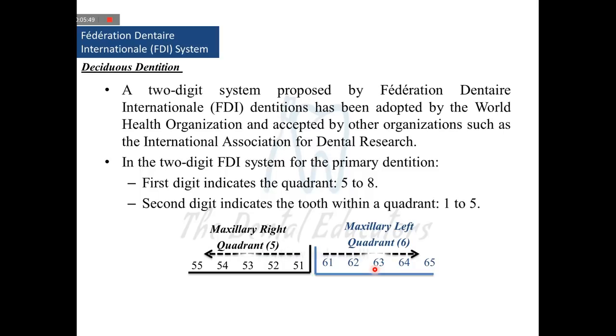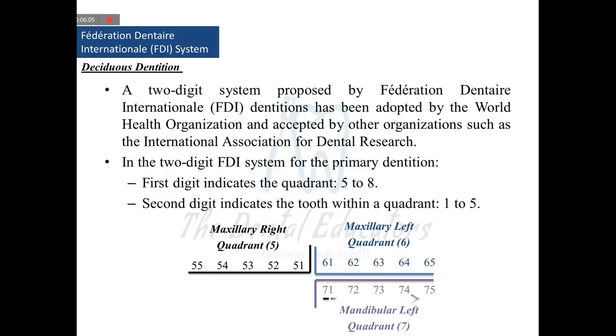6-3 represents that the left quadrant third tooth from the midline, the maxillary left quadrant third tooth, is the canine, whereas 6-4, as we know, represents the first deciduous molar, and 6-5 represents the second deciduous molar. It will happen the same way for the mandibular left quadrant.